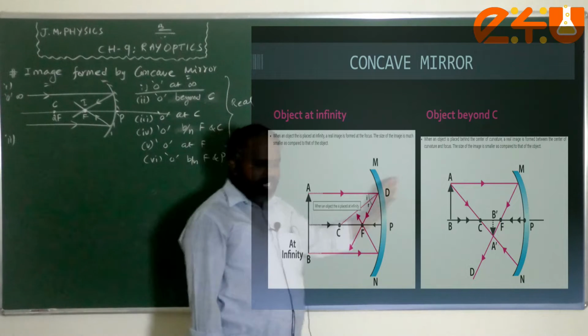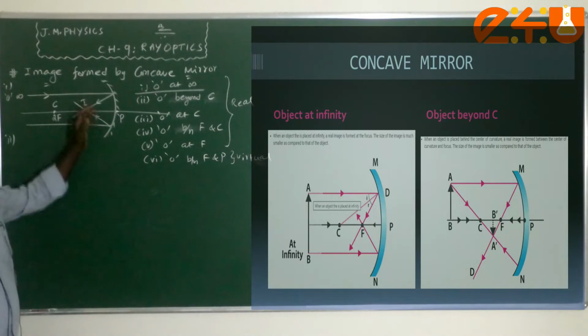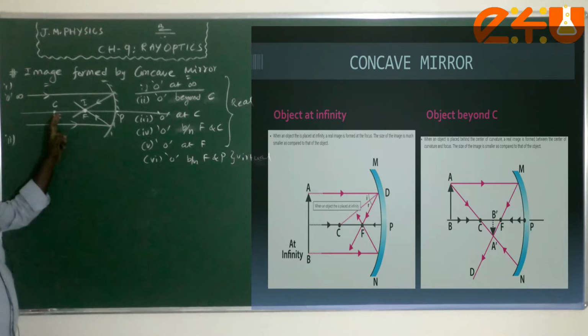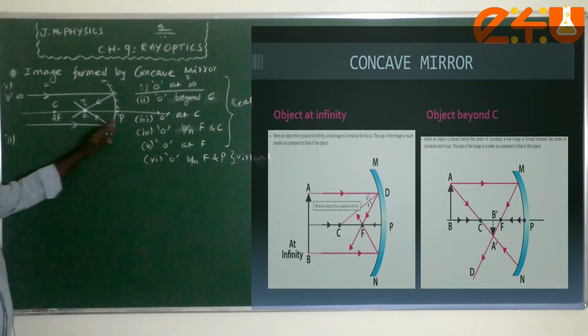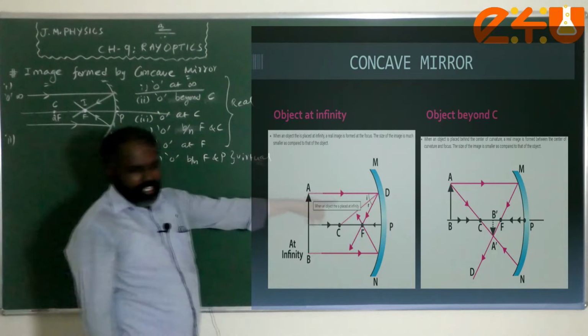So because of that, you just see that when the object approaches the mirror, the image will be moving away from the mirror. That's why in the object beyond C case, when the distance becomes finite towards the mirror, the image will be shifted away from the mirror. That is, now the image will be formed between F and 2F. You just see this diagram, children.